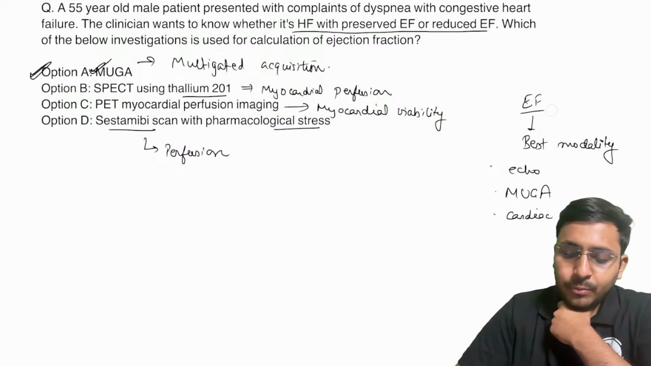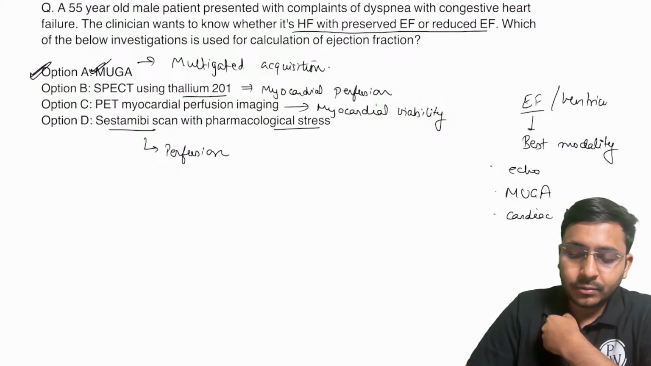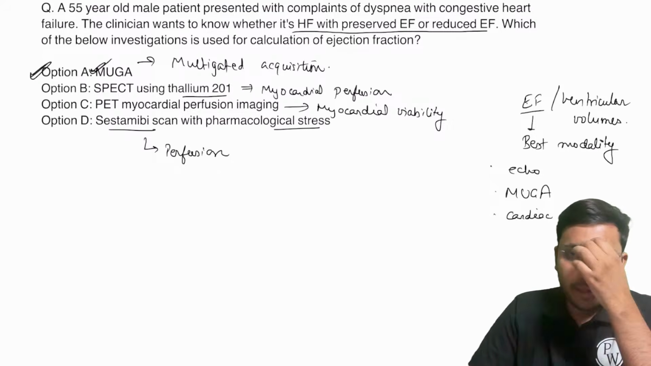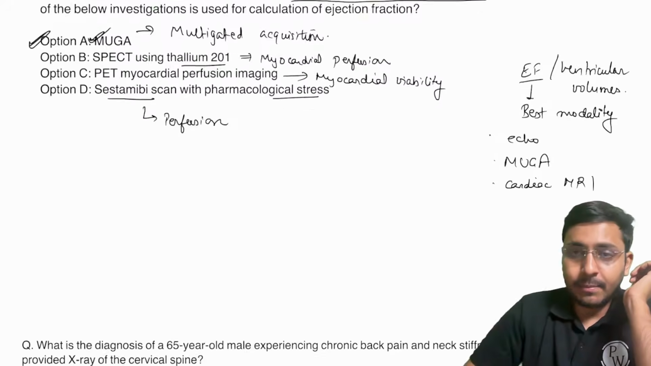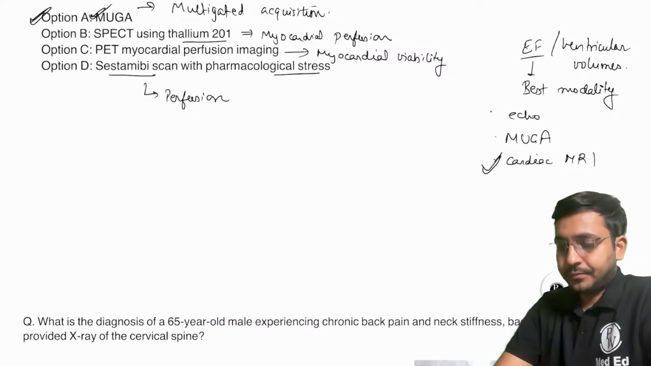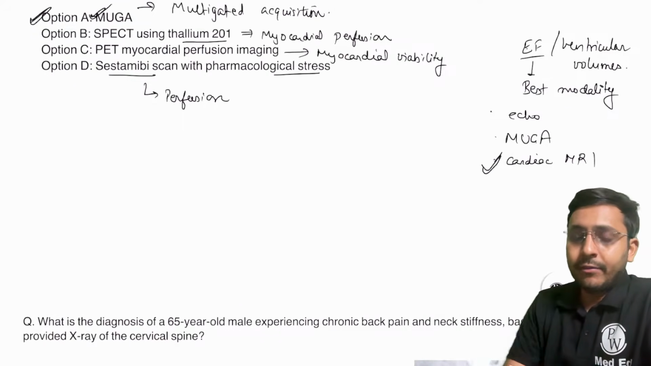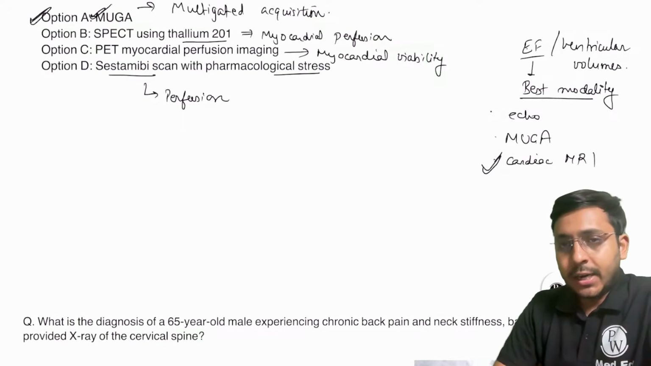For ventricle volumes, or sometimes in the question it can also come as ventricular volumes. Best modality for ventricle volumes is, remember, cardiac MRI. It's not echo. No, it's not echocardiography. Best modality for ventricle volumes is cardiac MRI.